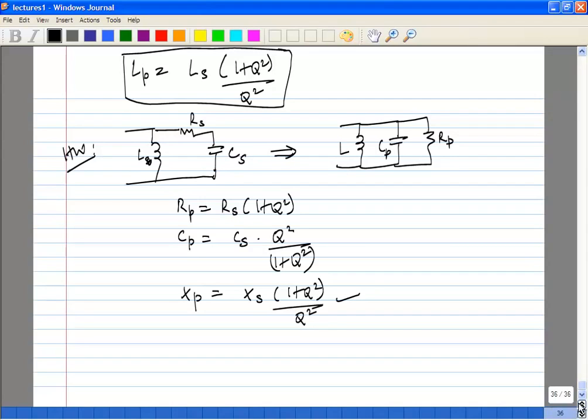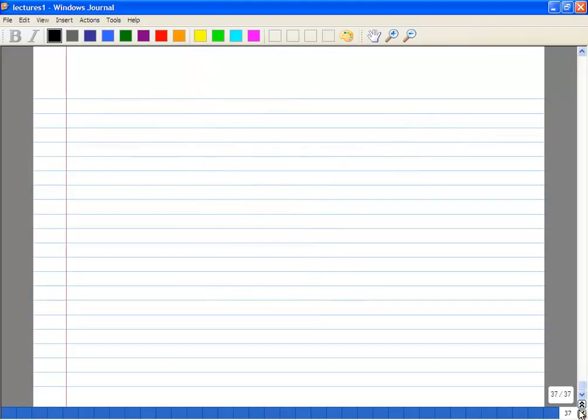Now, we'll just do a small refresher for, actually, let's call it max power transfer.